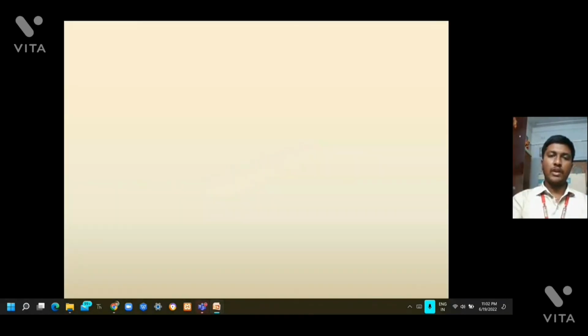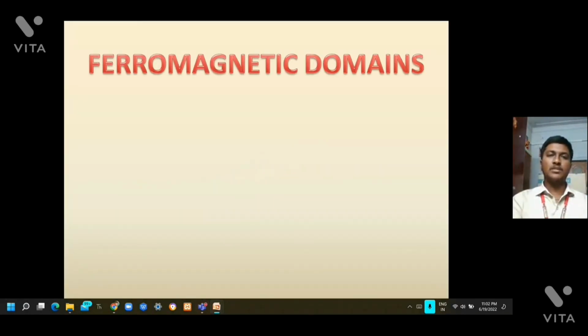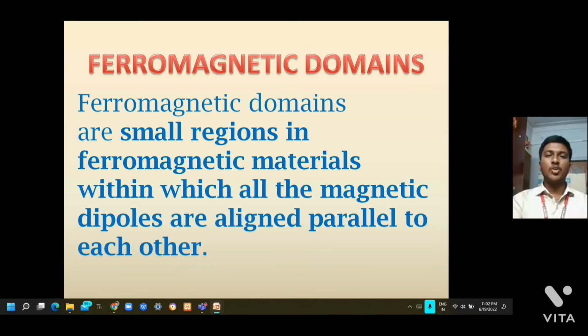So now I would like to explain the last topic, ferromagnetic domains briefly, and hysteresis also. Ferromagnetic domains are small regions in ferromagnetic materials within which all the magnetic dipoles are aligned parallel to each other. I have already explained this before, but now I am explaining it briefly.